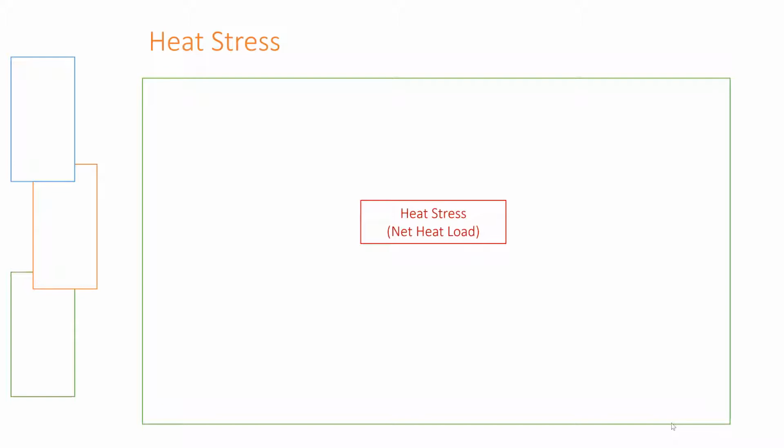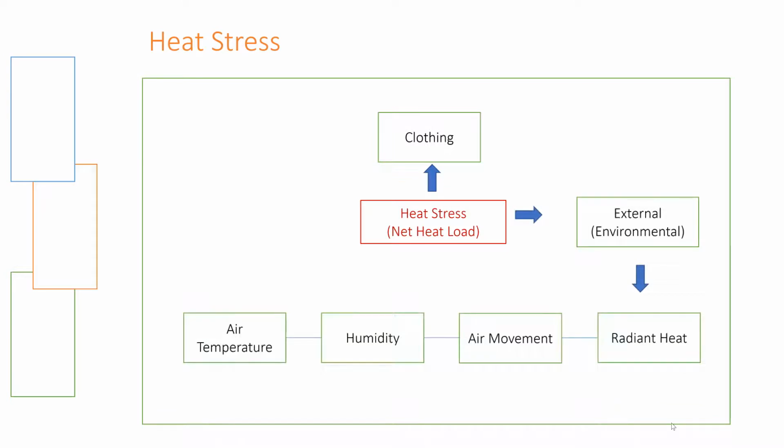But heat stress could arise out of several factors. One could be the clothing that is being worn. Thicker clothing has the ability to trap more heat and therefore subject the body to greater amounts of heat stress. The heat stress may also come from the external environment, or rather, the external environment can contribute to the net heat load that the body is subjected to.